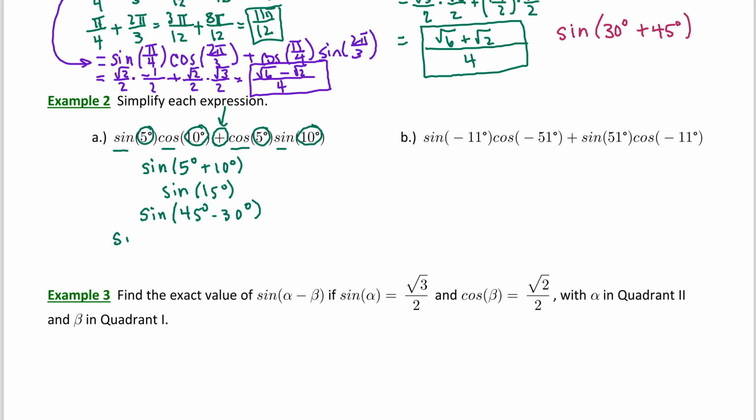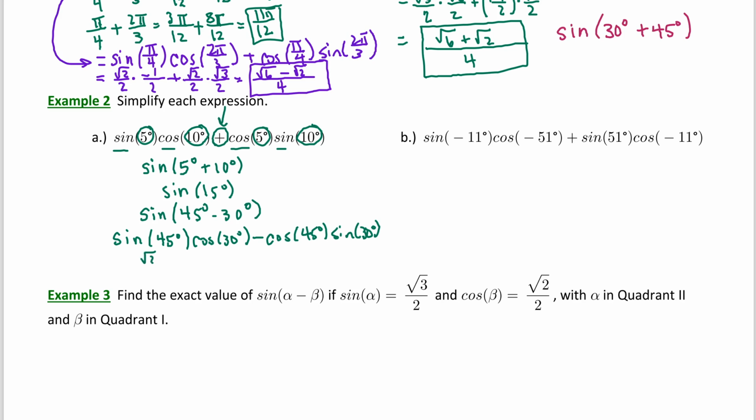Let's expand that with our sine of a difference formula. That is sine of the first angle 45 times cosine of the second angle 30. Keep the same sign in between, and then we have cosine of 45 degrees times sine of 30 degrees. Those are pretty easy angles to work with because they're both quadrant 1 angles.